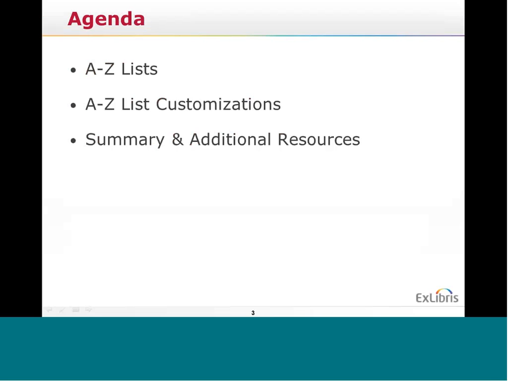First, we'll take a tour of the A to Z lists. There's an A to Z list for e-journals and an A to Z list for ebooks, so we'll take a look at how each of them looks and works. Then we'll take a look at the customization, or in other words, the configuration options for the A to Z lists.